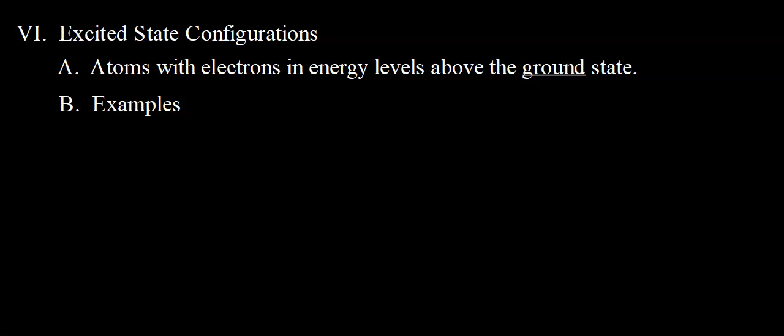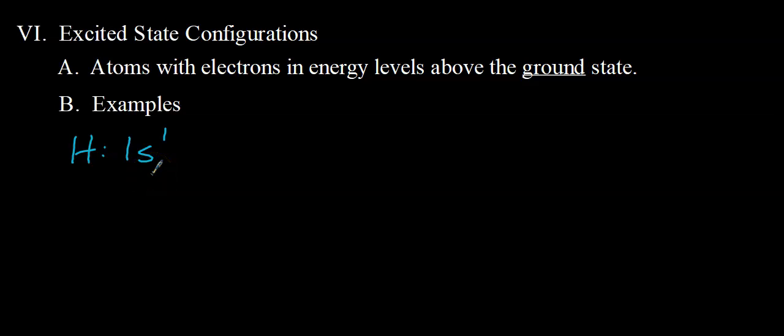So let's start off with a simple ground state configuration. We'll use hydrogen. So what this tells us about hydrogen is that there is one electron, so that's what this superscript here means, one electron in the first energy level, and that happens to be in an S sublevel.